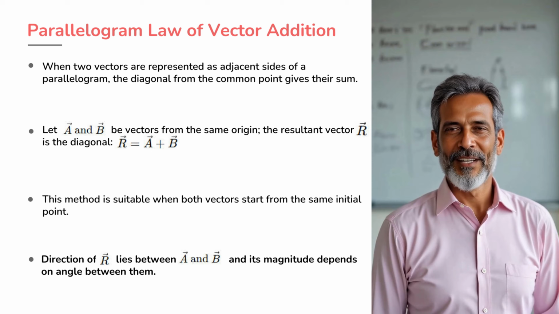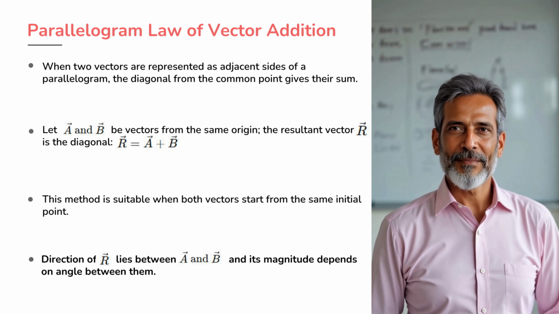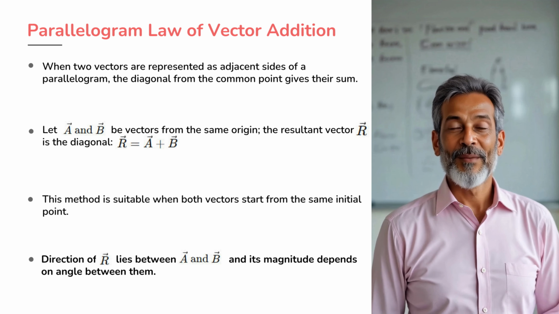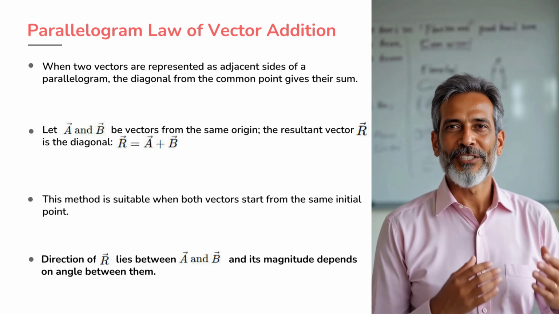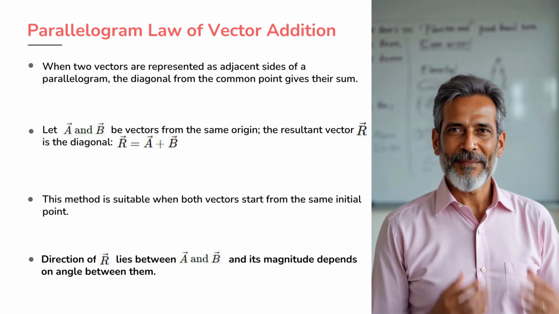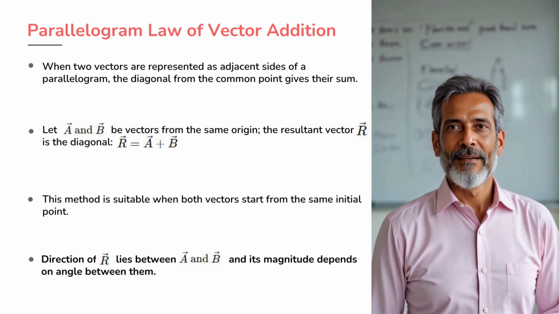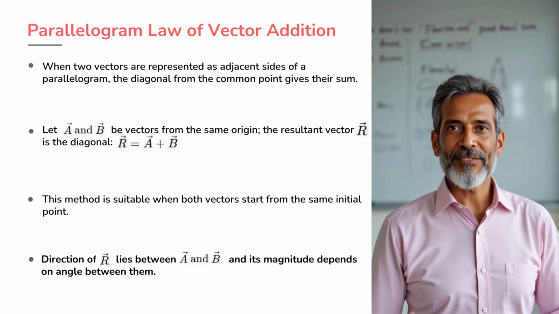Next, let's learn another fascinating way to add vectors, the parallelogram law. Suppose you place two vectors, vector A and vector B, so they both start from the same point and form two adjacent sides of a parallelogram. Now, when you complete the parallelogram, the diagonal that starts from their common point gives you the resultant vector, vector R. In formula words, vector R equals vector A plus vector B. Let's say that slowly. Vector R is the sum of vector A and vector B.